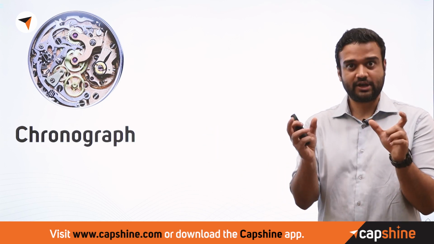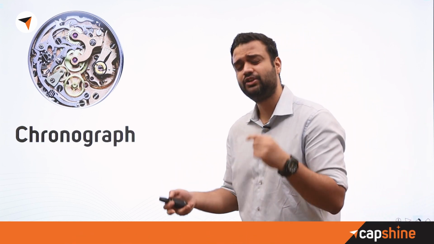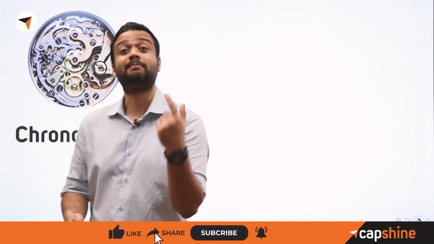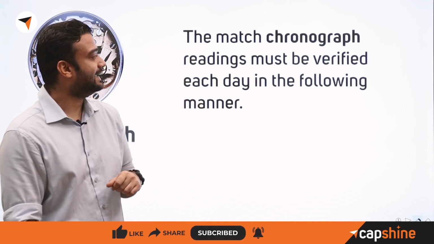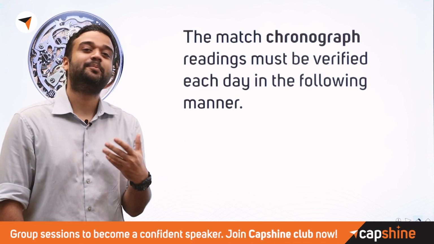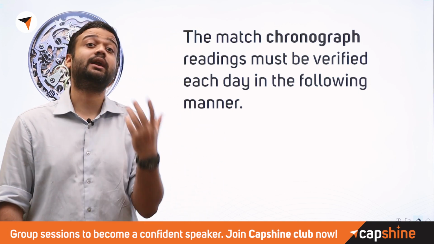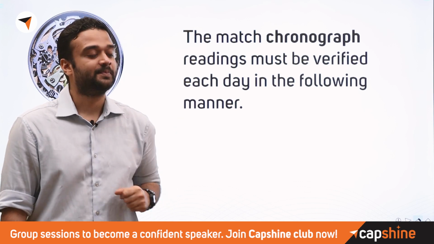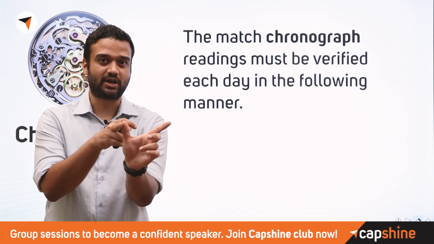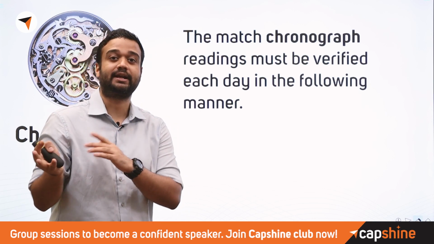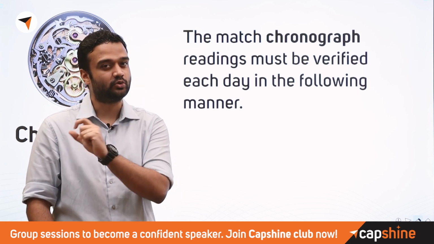So graph is to measure something, a measurement of something, right? A chronograph is essentially a measurement of something, usually in this case time, but in a very minute way. For example, the match chronograph readings must be verified each day in the following manner, right? What that means is the measurements of so many microseconds for this to happen. Let's say it was a running race, right? It was a race or a sprint, and you wanted to measure the lap time. Then those readings of how many microseconds, how many milliseconds it took to get to the finish line and the difference, that would be a chronograph reading, right? So the reading of time in a very minute way is a chronograph.